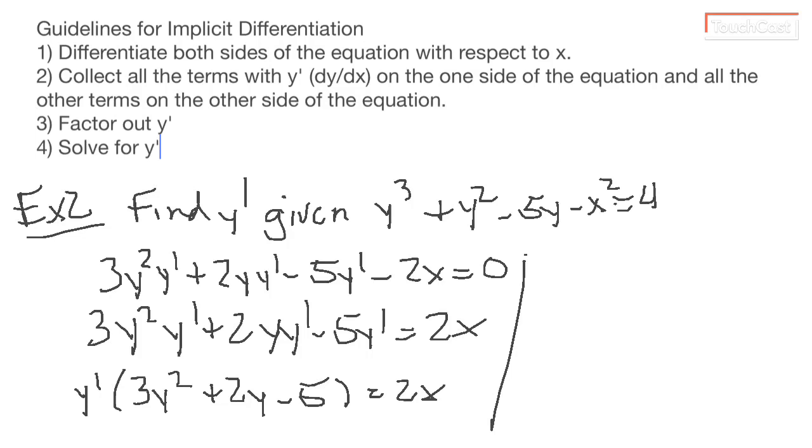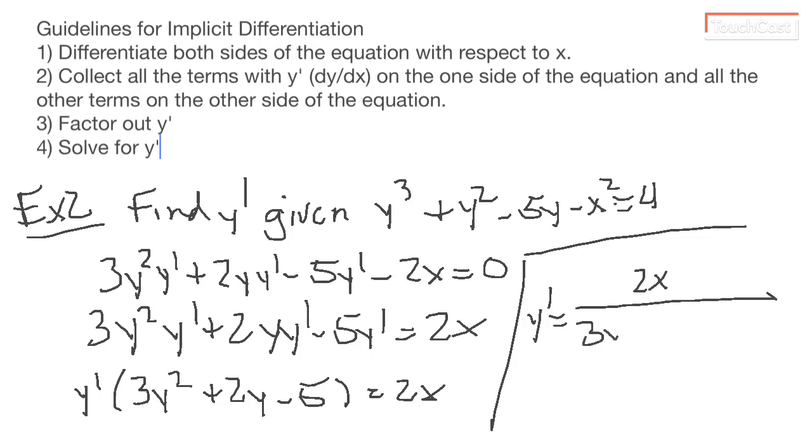In fact, I'm going to make a little space over here. I'm going to divide both sides by 3y squared plus 2y minus 5 to get y prime equals 2x divided by 3y squared plus 2y minus 5. And that's our answer. That's the derivative of y cubed plus y squared minus 5y minus x squared equals 4 when we solved it implicitly.